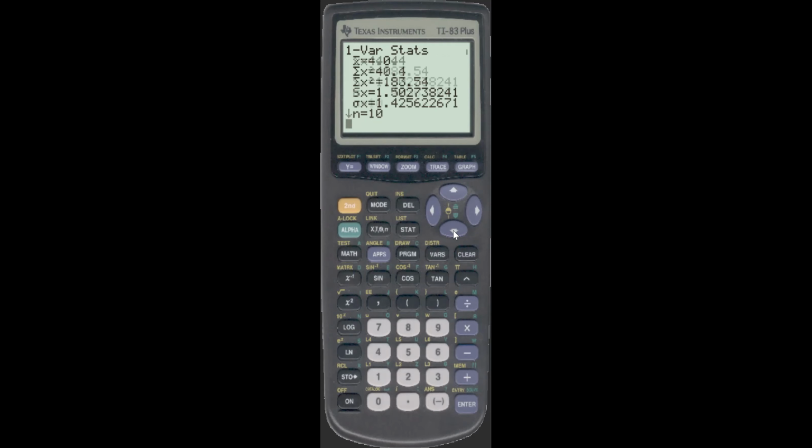What do you actually want? You have to hit the down arrow, you actually want the min, Q1, the median, Q3, and the max. That's called a 5-number summary. Do you remember that from class? Okay. So let me actually just grab those.